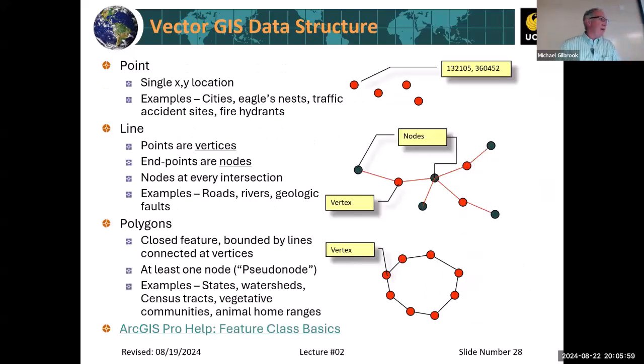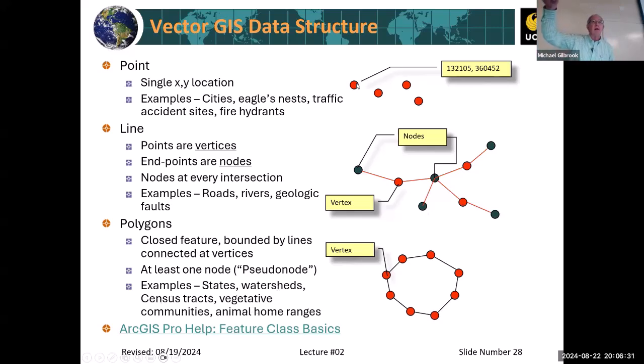In contrast, vectors have a structure that relies on points, lines, and polygons. So we can see a point is a single XY location. It has a coordinate, where we have an X coordinate and a Y coordinate. And at the intersection of that, that's where the point lies. So you can see here, this is a point that lies at 132,105 in the X direction, 360,452 in the Y direction. That represents where that point is.